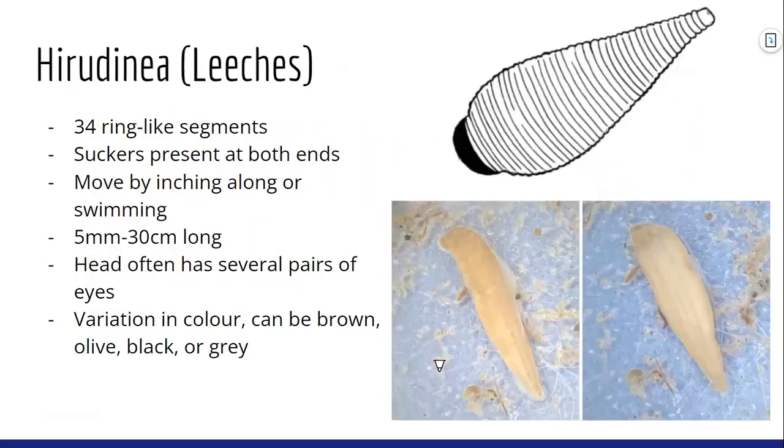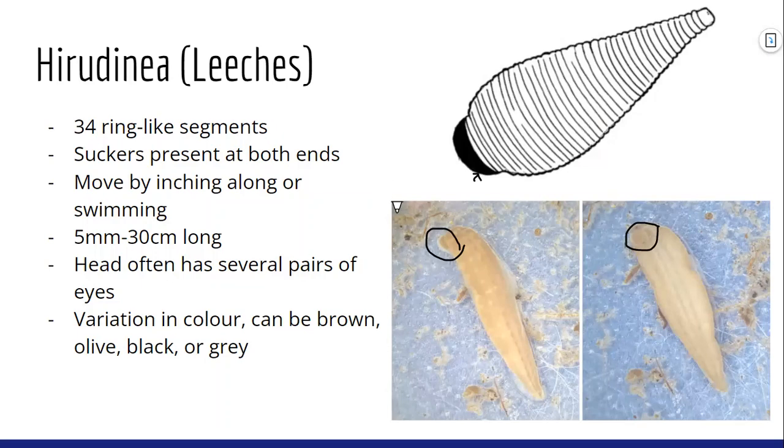So now, Hirudinea or leeches, another worm-like individual, but they do have suckers at both ends of their body, at their anterior and their posterior end. So you can see the sucker here, and this is the sucker here as well. They move along by inching along the bottom of the tray as well. They're usually 5 millimeters to 30 centimeters long, so they can get very large.